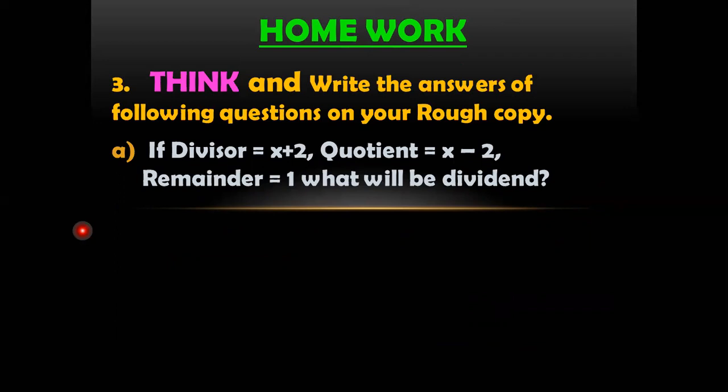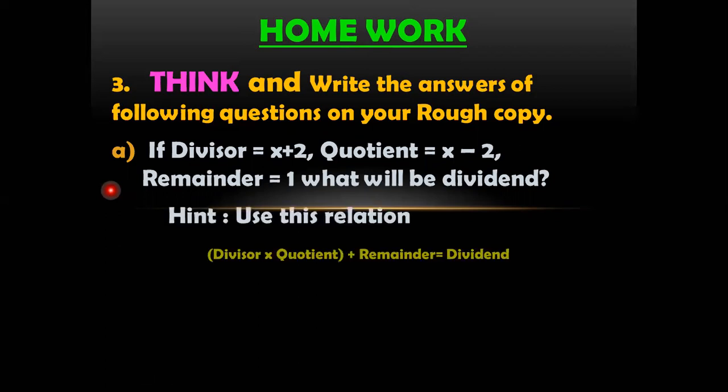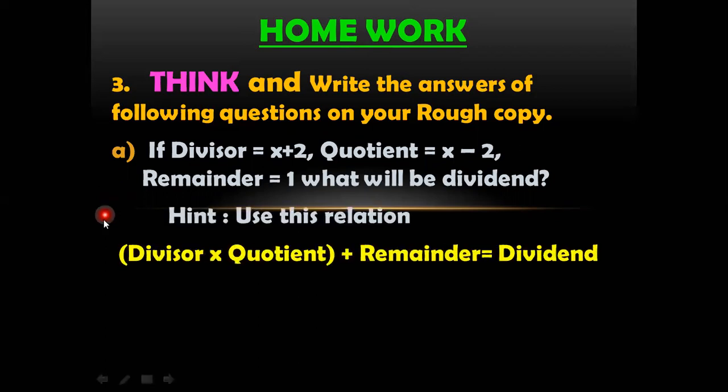If the divisor is x plus 2, the quotient is x minus 2, and the remainder is 1, what will be the dividend, right? So it's a challenge for you. Find it out. I'll be happy if you find it out correctly, and I'm giving you a hint for it: you will be using this relationship. You know how to use this: multiply the divisor by the quotient, add the remainder to it, and find the dividend. I have given you certain values and you have to tell me what the dividend is.